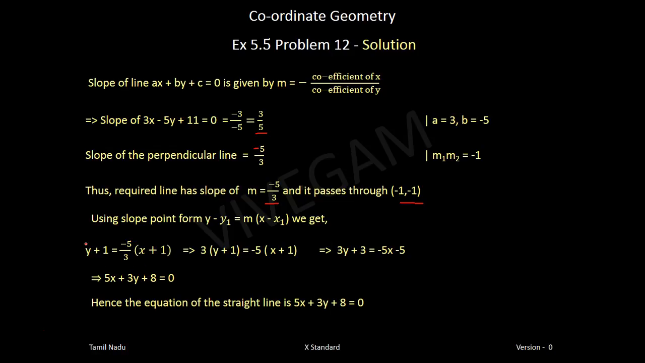And you bring this 3 up to the left hand side. This will become 3 into y plus 1 will be equal to minus 5 into x plus 1. So that is 3y plus 3 will be equal to minus 5x minus 5. Okay, so it will become 5x plus 3y, and minus 5 when it comes to this side becomes plus 5, that is plus 8 will be equal to 0. The equation of the required straight line is 5x plus 3y plus 8 equal to 0.